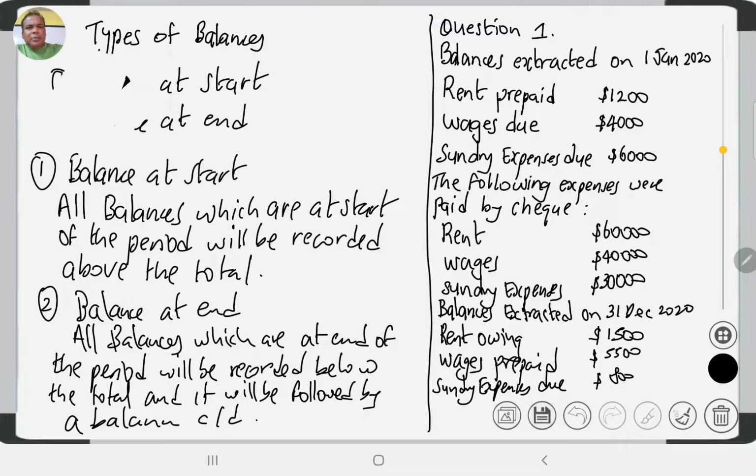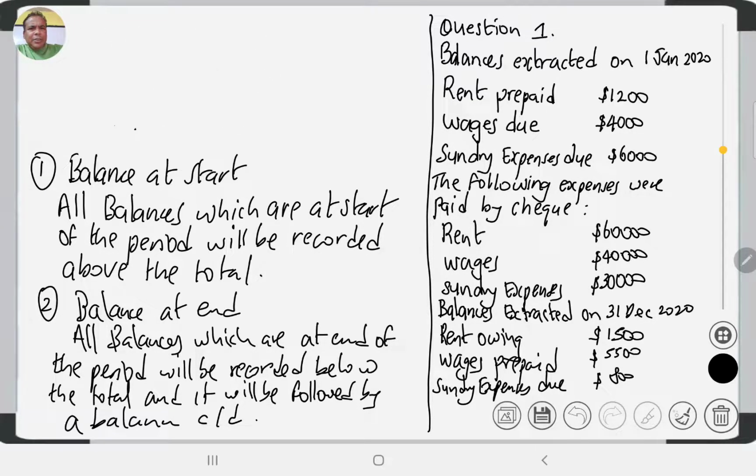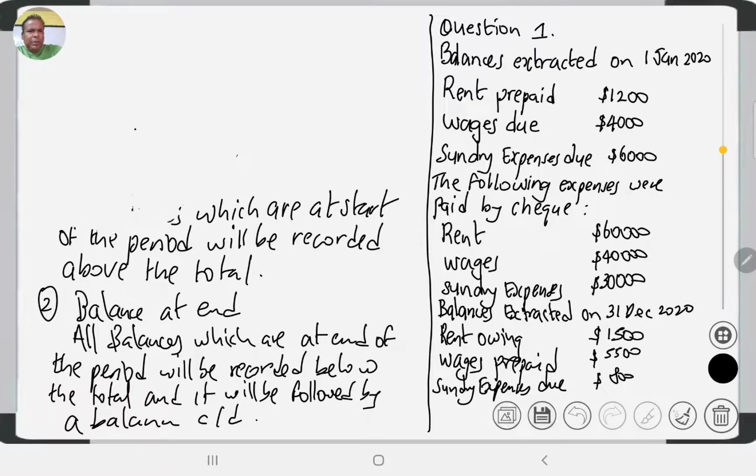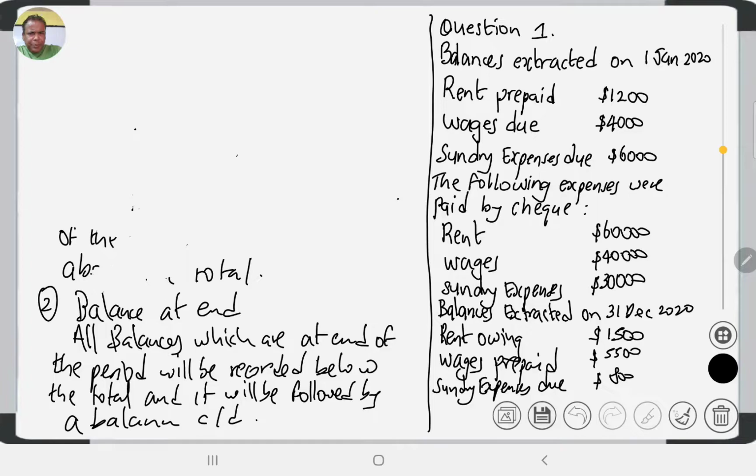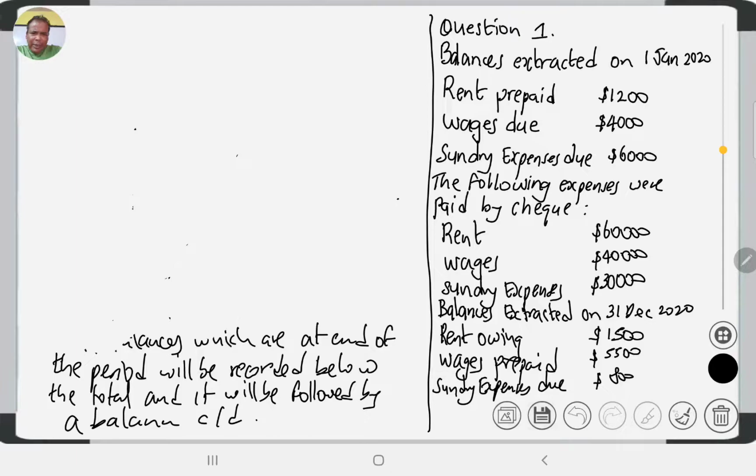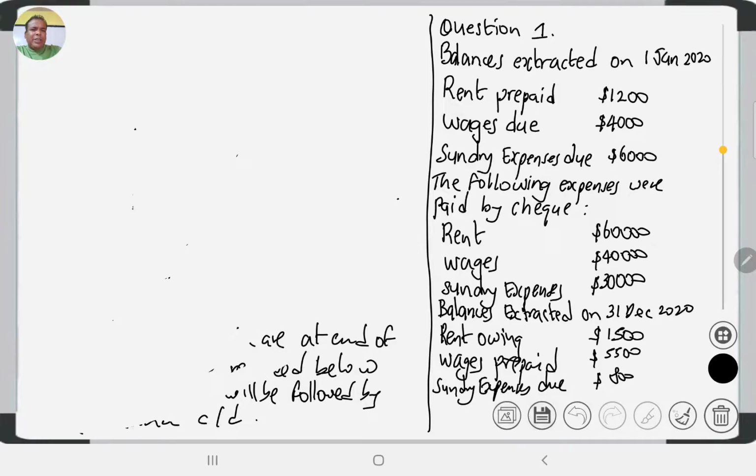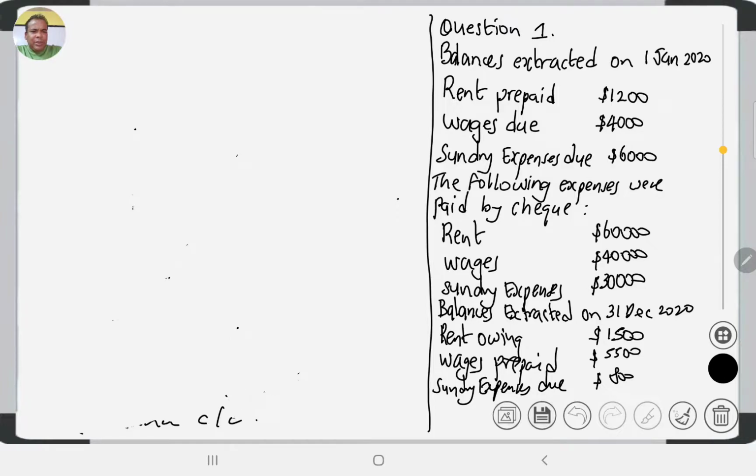Let's see an example. This one, we have already copied balance at the start and balance at end. All balance at the start will be recorded above the total, and all balances at end will be recorded below the total. We have seen that expenses prepaid asset, it will have a debit balance. Expenses due is a liability, it will have a credit balance. Once we know whether it is assets or liabilities, in case of assets it will have a debit balance, in case of liabilities it will have a credit balance.